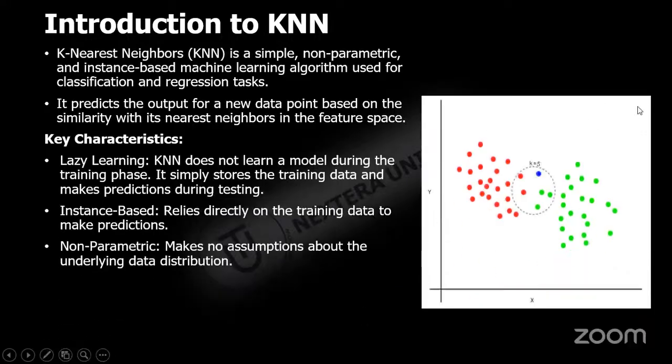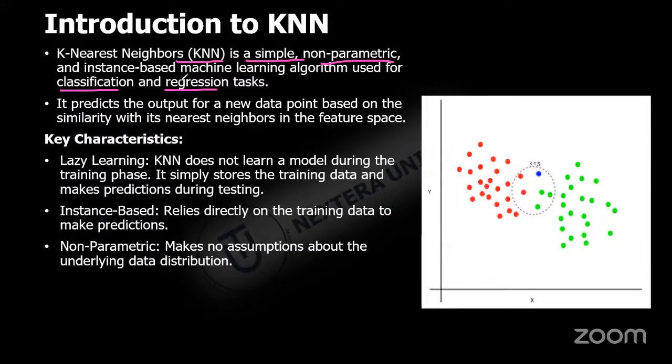Now let us understand what exactly is KNN. KNN stands for K nearest neighbors, and it is one of the simplest algorithms in the entire machine learning. It is called a non-parametric algorithm. Why it is called non-parametric, we'll discuss. We use KNN for both tasks, classification and regression. In general, KNN is widely used for classification, but it doesn't mean we cannot use it for regression. We can use it for regression.